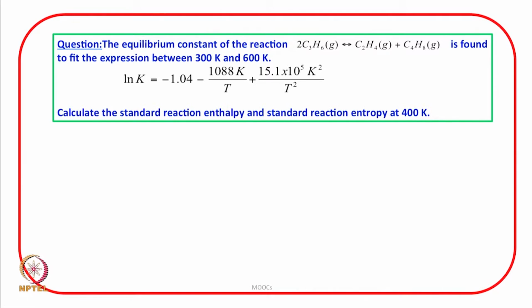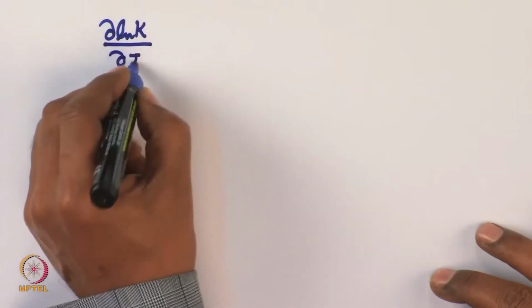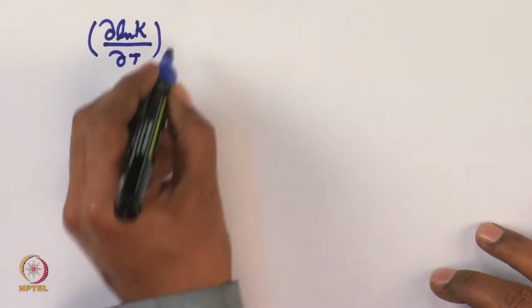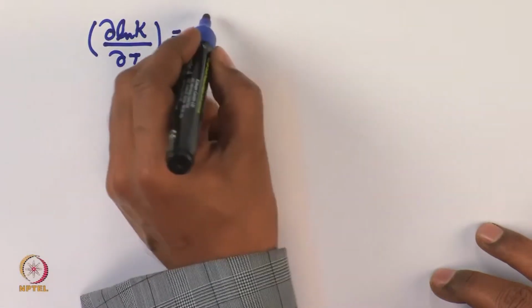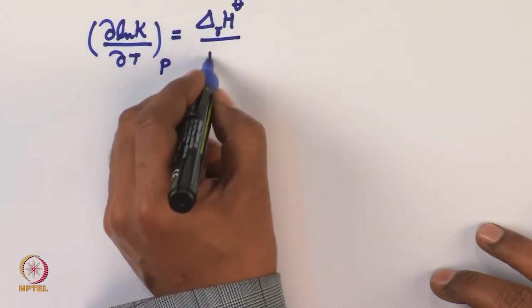This question again describes the effect of temperature on equilibrium constant. And the Van 't Hoff equation is a very useful equation in dealing with such questions. The Van 't Hoff equation is d log K by dT at constant pressure is equal to delta R H naught by R T square.